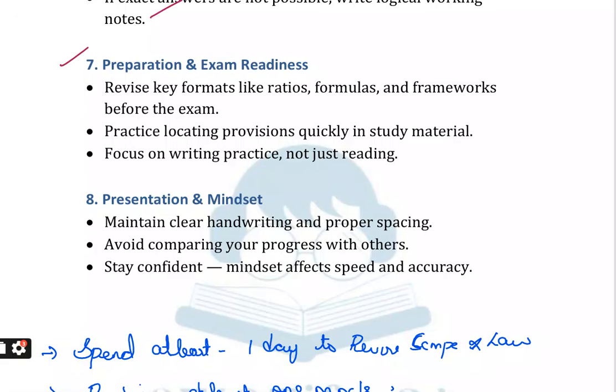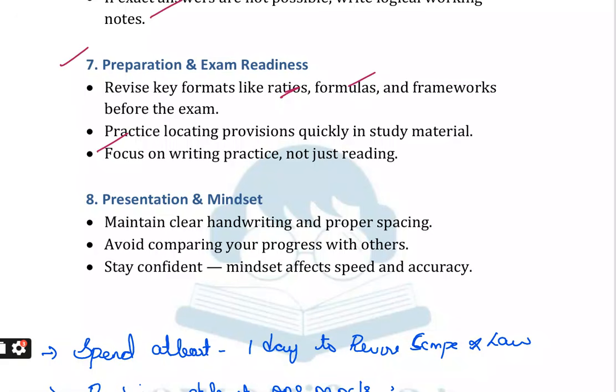Now, preparation and exam readiness. What you have to do is revise formats. Ratios are not required here. If there are rules, guidelines, whichever, you have to revise them, and formulas. And practice locating the provisions quickly in the study material.